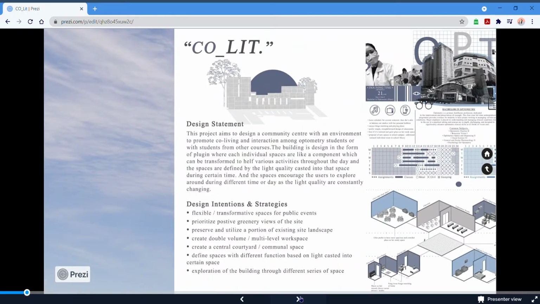This project aims to design a community center with an environment to promote co-living and interaction among the optometry students and with students from other courses. The building is designed in the form of plug-in, where each individual space is like a component which can be transformed to help various activities throughout the day, and the spaces are defined by the light quality cast into that space during certain times.